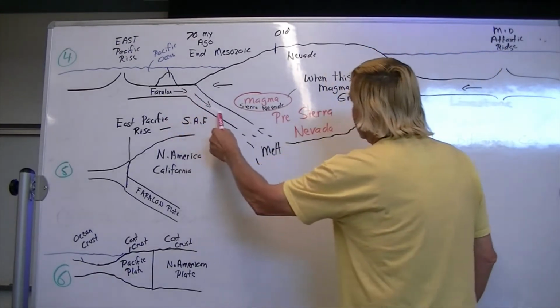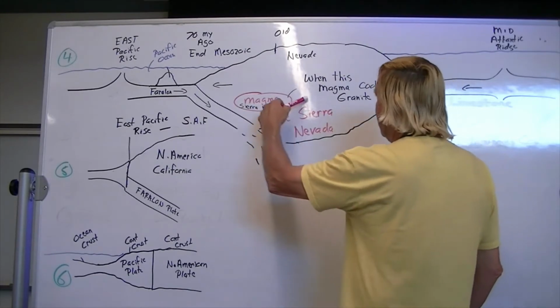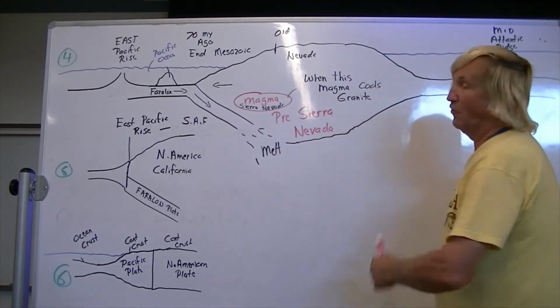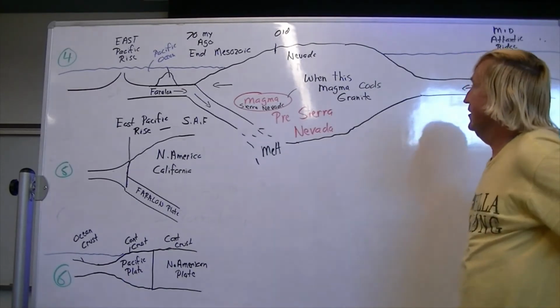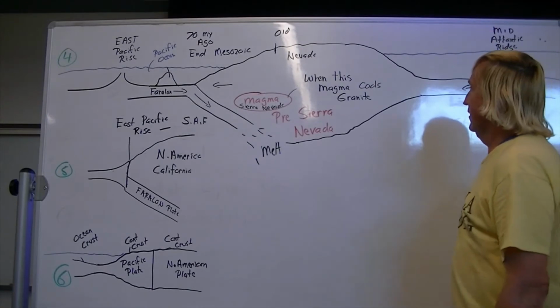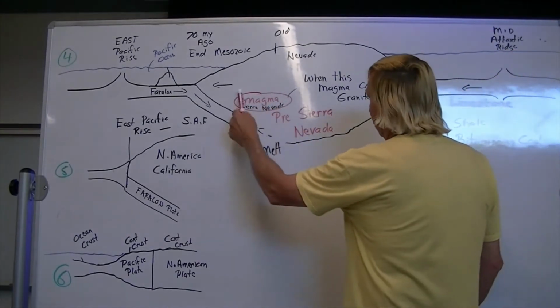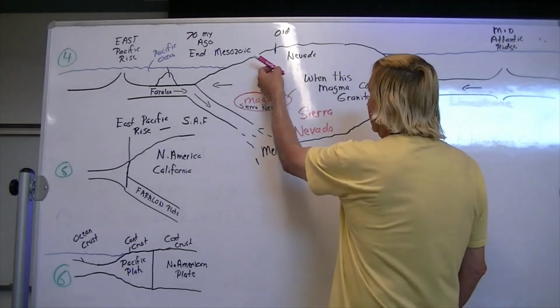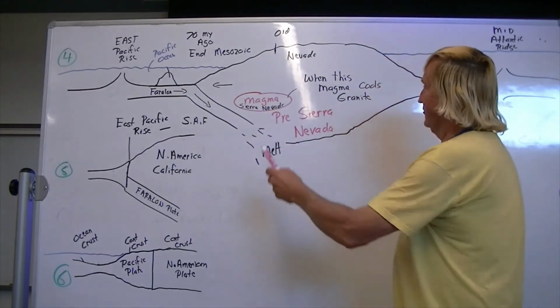As this Farallon plate subducts, it melts. It creates great big magma bodies. These magma bodies were formed during the Jurassic and the Cretaceous, so throughout the mid to latter part of the Mesozoic. And these magma bodies are going to cool underground, crystallize, and eventually become uplifted, and they're going to form the Sierra Nevada mountains of today.